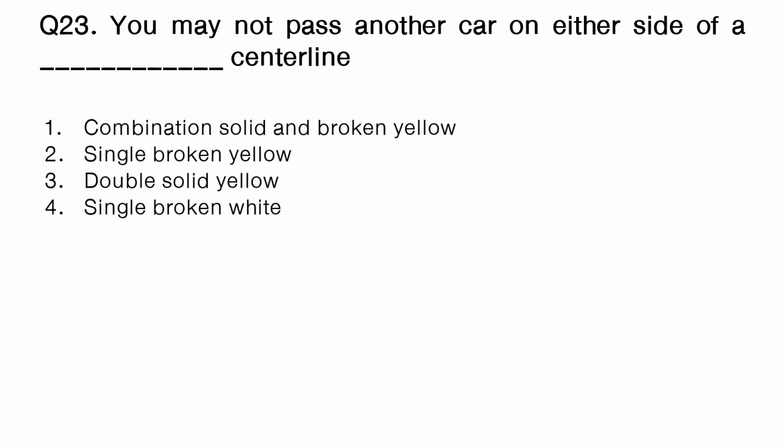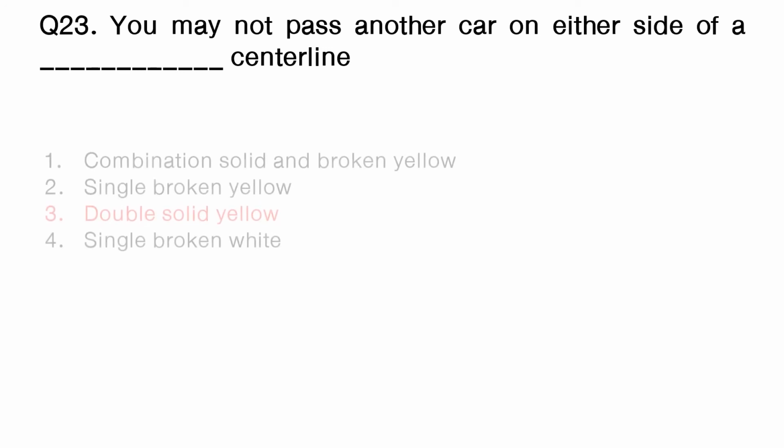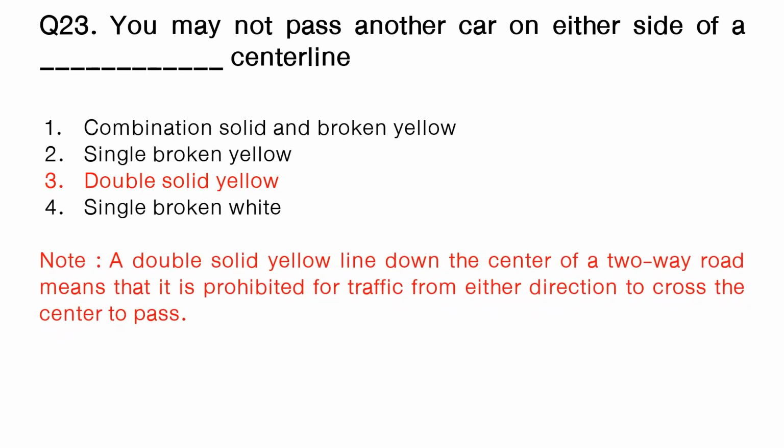Question. You may not pass another car on either side of a dash center line. Option number 1, combination solid and broken yellow. Option number 2, single broken yellow. Option number 3, double solid yellow. Option number 4, single broken white. The answer is option number 3, double solid yellow. Note: a double solid yellow line down the center of a two-way road means that it is prohibited for traffic from either direction to cross the center to pass.